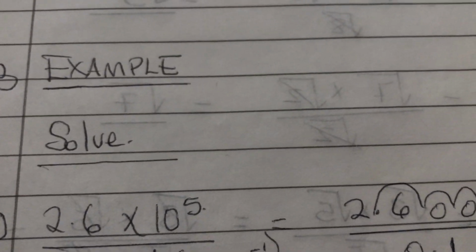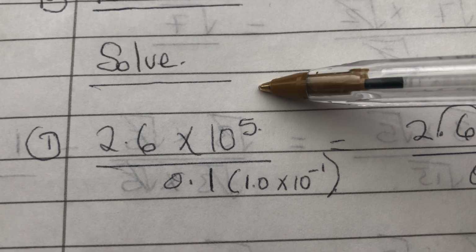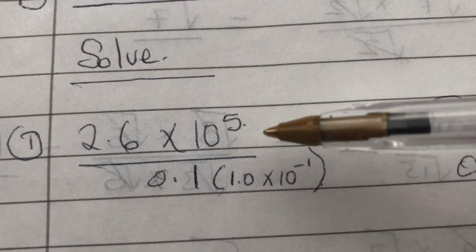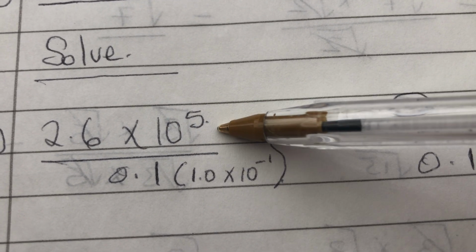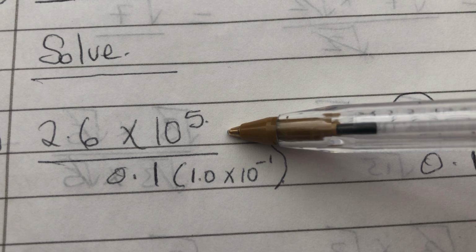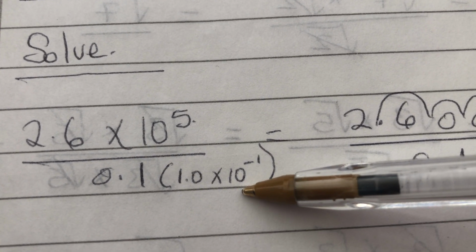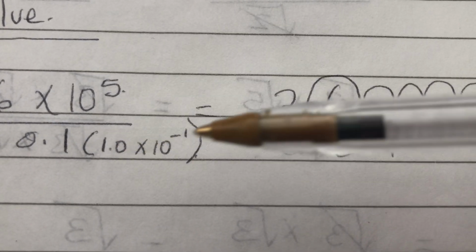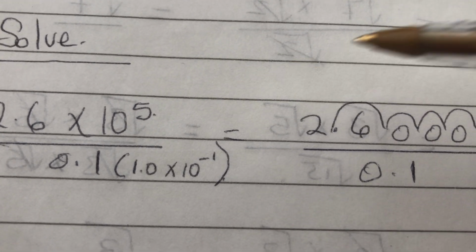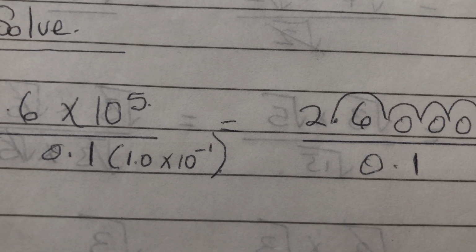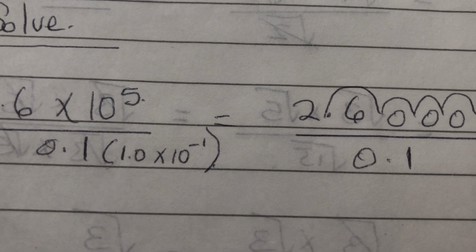Now let's look at the second section, what I have for you. Here it says solve. Solve 2.6 times 10 to the power 5, divided by 0.1. We can write it as a standard form, or we can write the numbers out, cancel out, and then revert it back to the standard form.